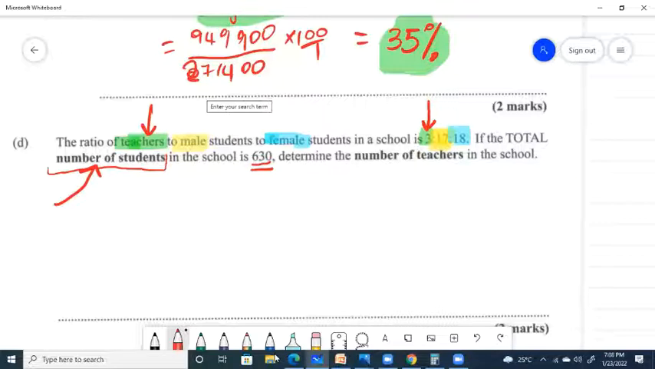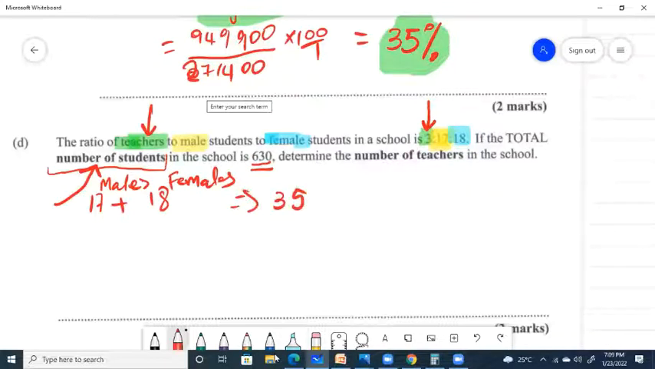All right, no problem. So what we're saying now is that we are going to make some links, and then we will have to appreciate that 17 was for male, 18 was for females. So when you come together, you're talking about 35. When you add these, you get 35. I'm going to write PPT, and I'm referring to proportional parts. We have 35 proportional parts. That's all the number of students here.